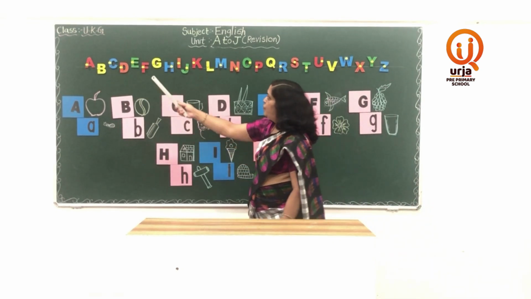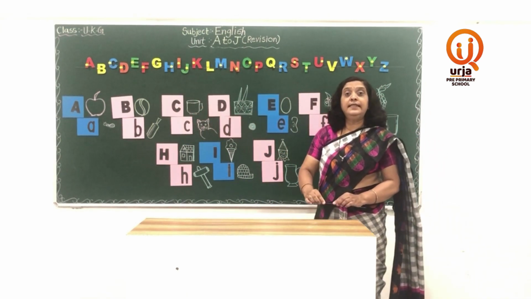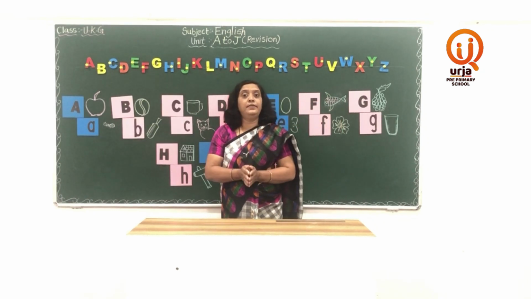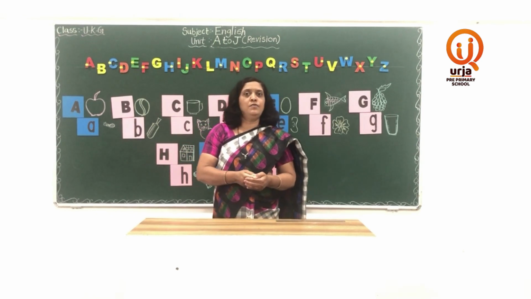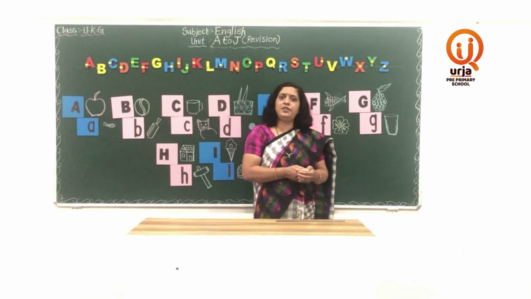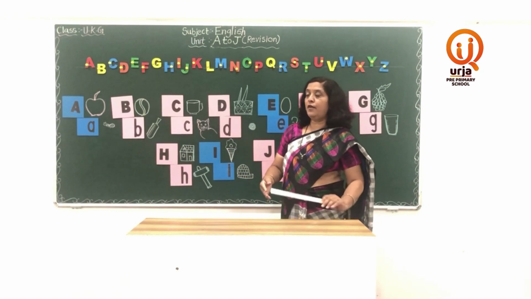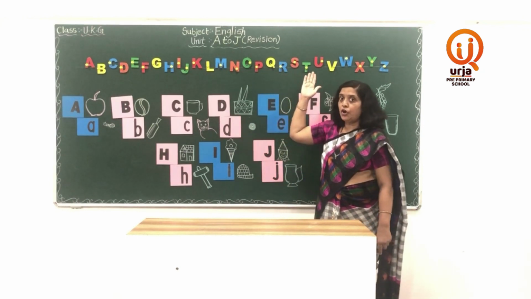Now children, from A to Z, these are the 26 letters. When you combine all of them, then they become alphabets. In the next session, we will again have a small revision on it and then we will proceed forward. So children, what have you to do? You have to learn the rhyme which I have taught you.